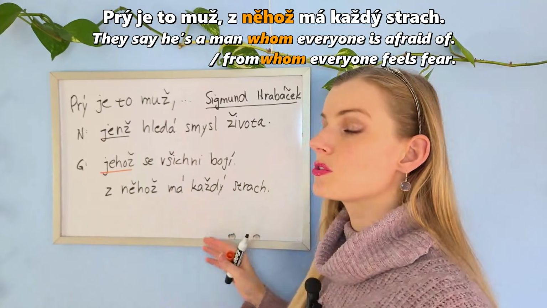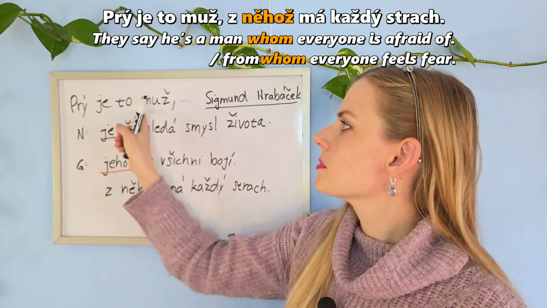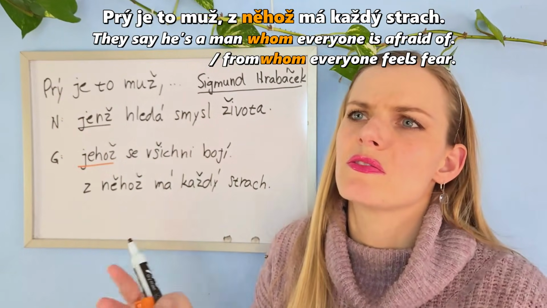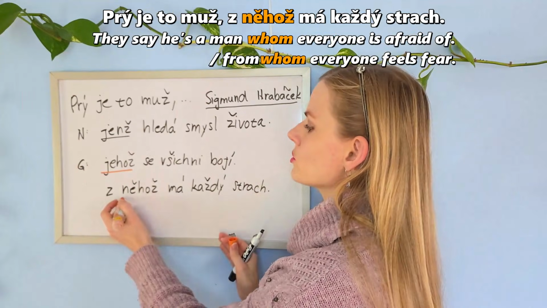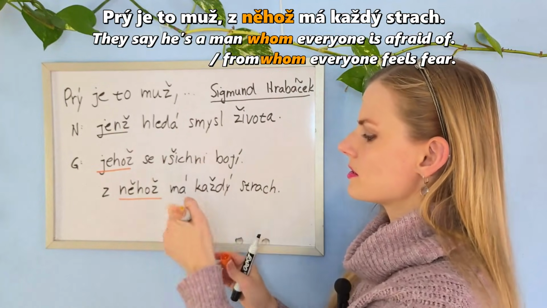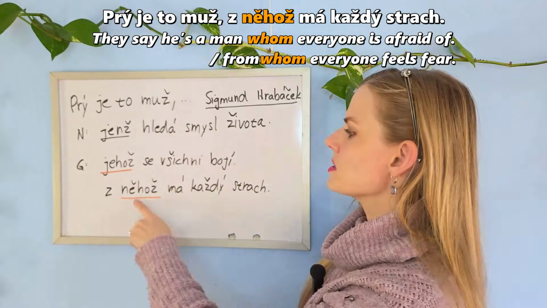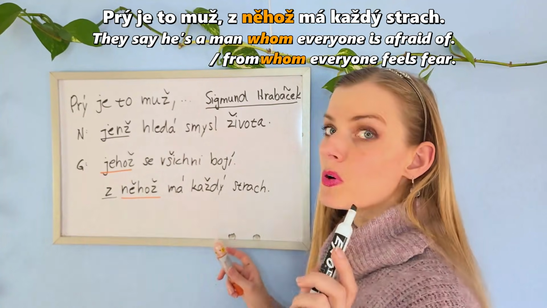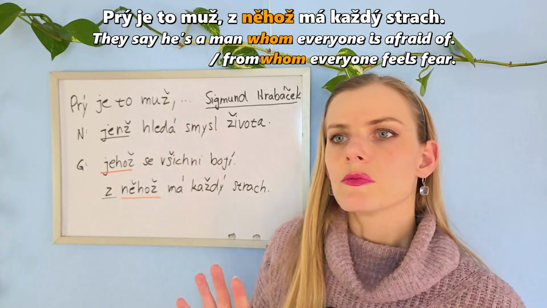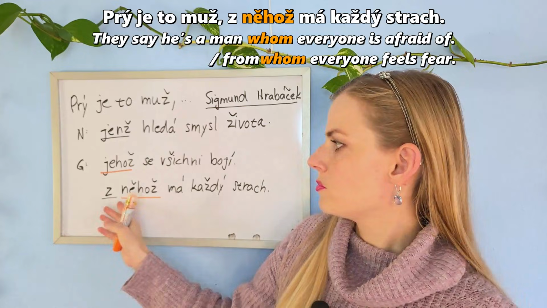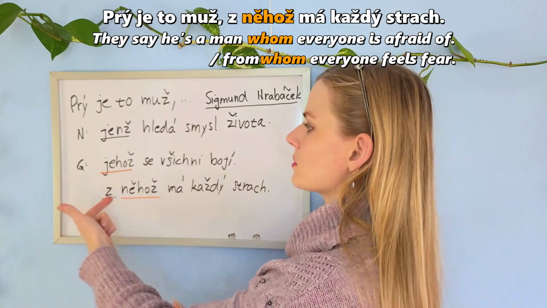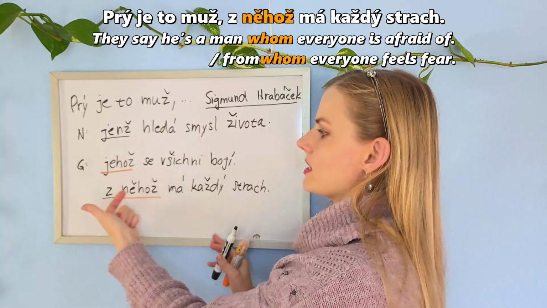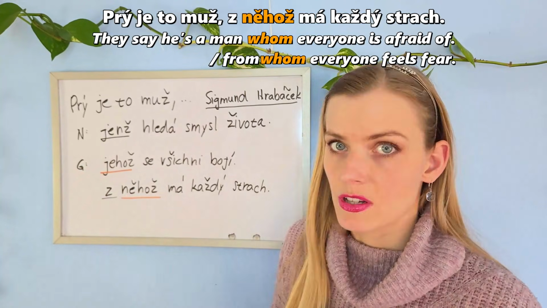Prý je to muž, z něhož má každý strach. They say he's a man from whom everybody feels fear. Mít strach means to have fear, to feel fear. Z něhož má každý strach. So these two sentences mean pretty much the same thing, except we have něhož and here jehož. This is because we have a preposition. When we have a preposition, then we have specific forms of these pronouns. So we would say z něhož, we cannot say z jehož, and vice versa. We cannot use něhož here. Něhož, the N has to have a preposition in front of it.